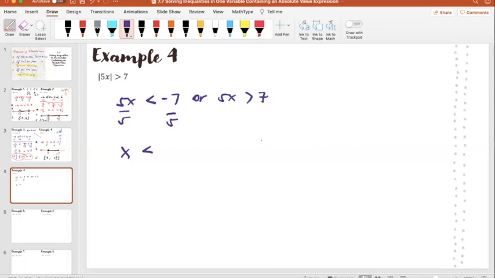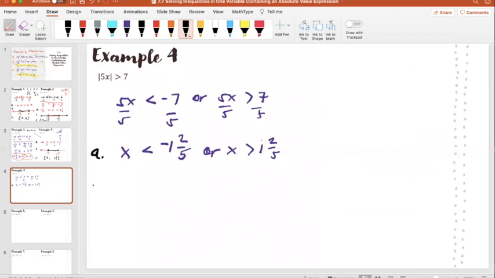Dividing both members of the inequality by 5, you have x less than negative 7 over 5. What's negative 7 over 5? In mixed number, that would be negative 1 and 2 fifths. Same thing here, divide by 5. X will be greater than positive 1 and 2 fifths. Or, we put in order, so the solution is x less than negative 1 and 2 fifths or x greater than 1 and 2 fifths.